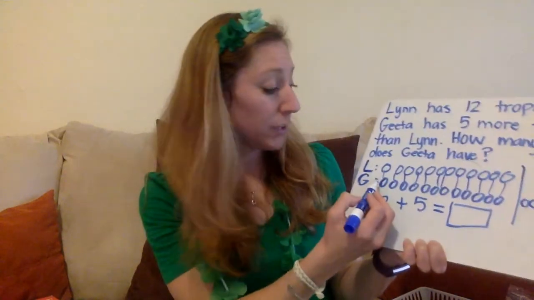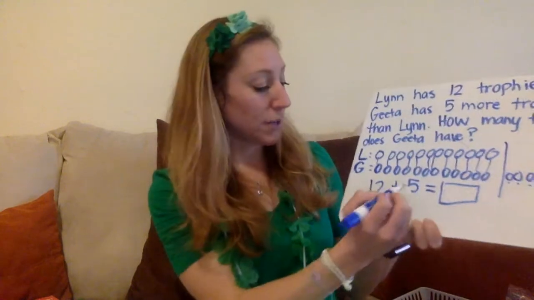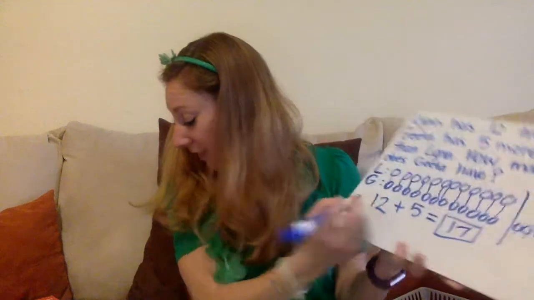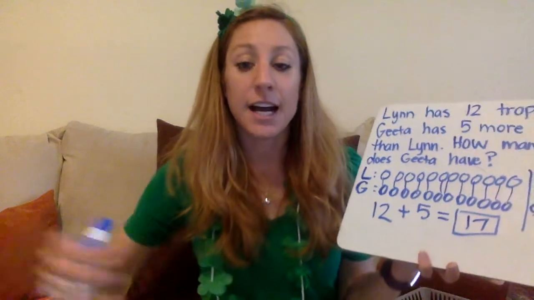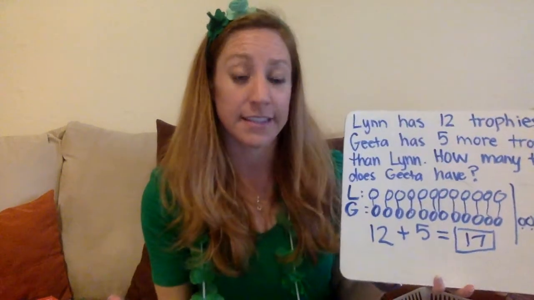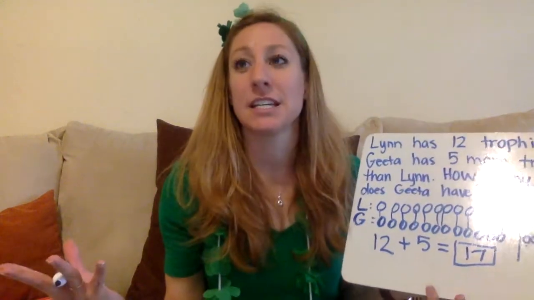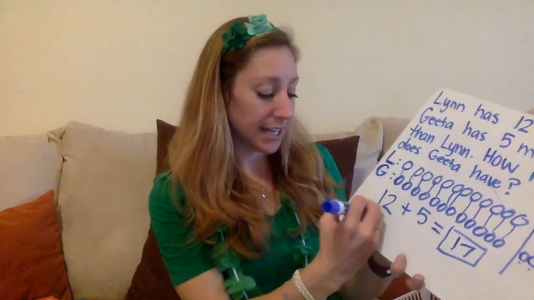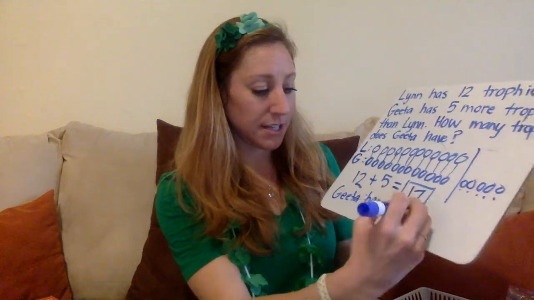So let's count them up. We know we had 12. If you want to count them all again, go ahead. I trust that it's 12, 13, 14, 15, 16, 17. So 12 plus 5 is 17. And our answer is going to be, in the workbook pages, it asks Gita has blank trophies. And we always want to put that label of trophies in there. So 17 what? 17 jars of honey, 17 toy cars, 17 bananas, 17 trophies. So Gita has 17 trophies.